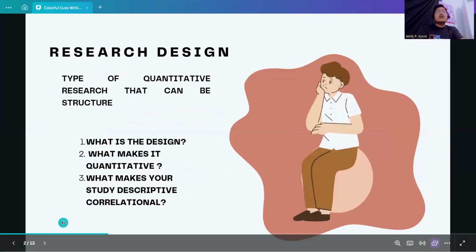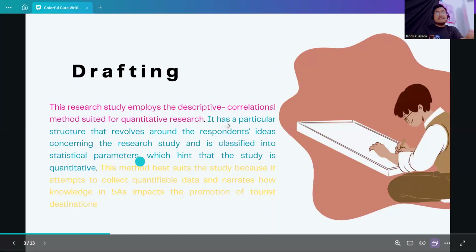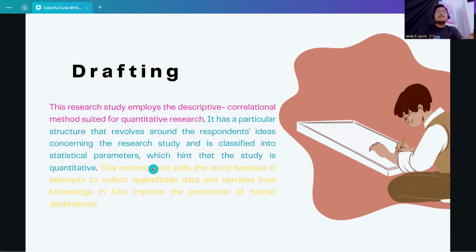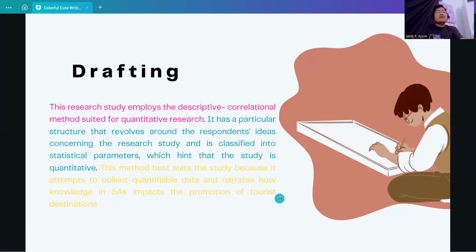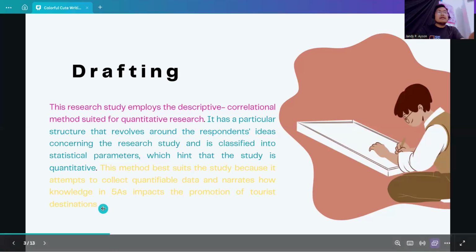So the question is, what makes it quantitative? Nasagot ko din siya dito sa part na ito. And then last one, this method best suits the study because it attempts to collect quantifiable data and narrates how knowledge in 5A's impacts the promotion of tourist destinations. So again, this is in relation to the topic na binibigay ko as an example. So again, kagaya ng paulit-ulit kong sinasabi, isang example lang yung binibigay ko para nakikita nyo talaga yung pag-flow nung information, bawat parts na ginagawa natin.